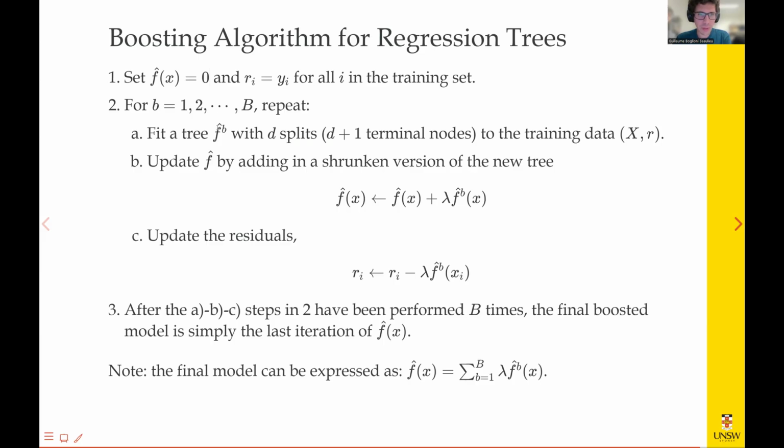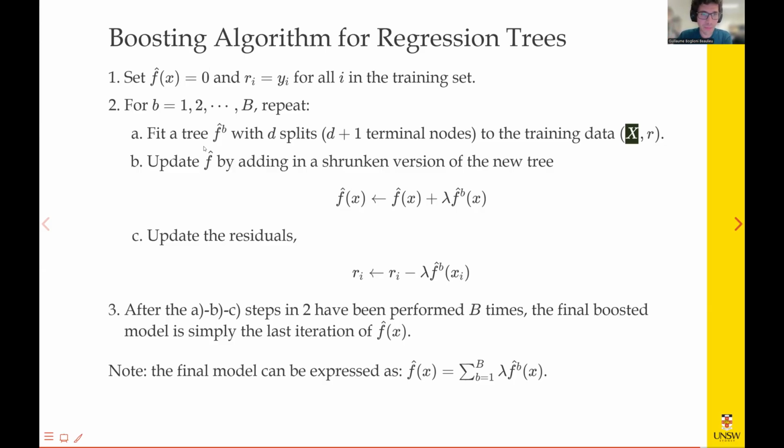Fit a tree. So careful here, now we have the notation f hat b to mean the b-th instance here. So fit a tree with d splits. Okay, so recall, if you have d splits in your tree, it means you have d plus 1 leaves. Leaves are also called terminal nodes. But here you fit the residuals. Okay, so your residuals are now the response, and you fit it using the predictors, well, X. Now you use the fit you've made on the residual to improve your prediction of the actual response.